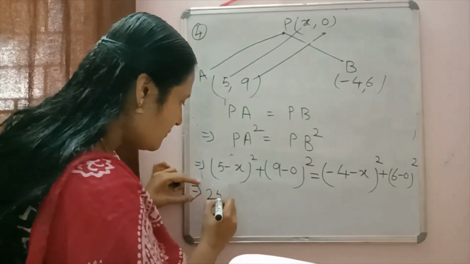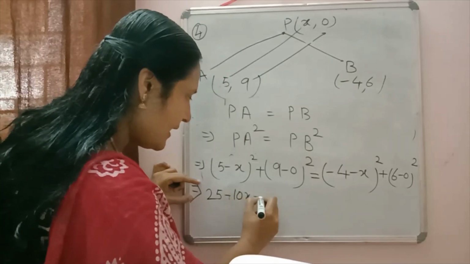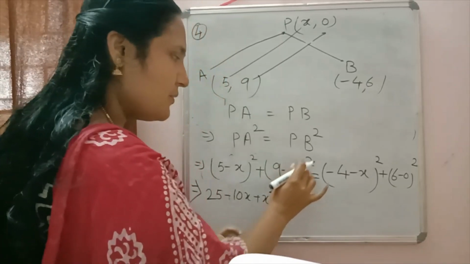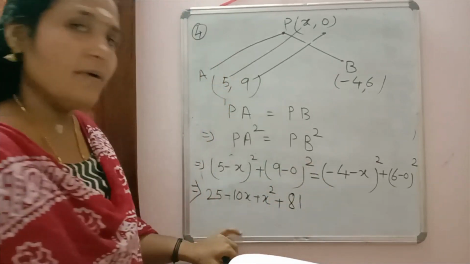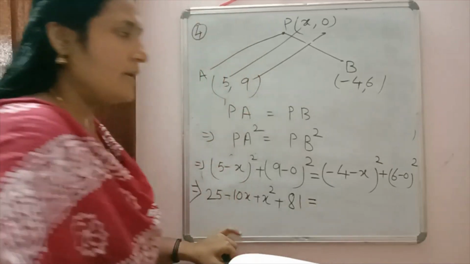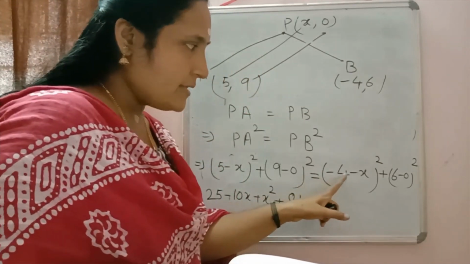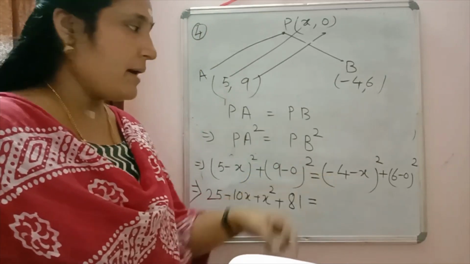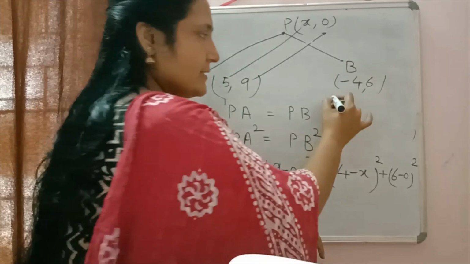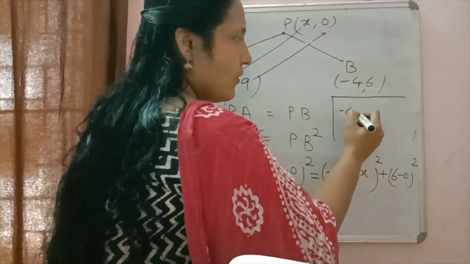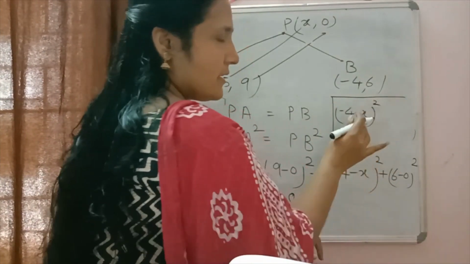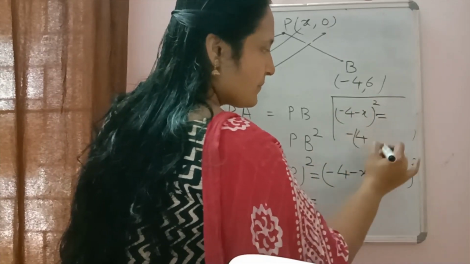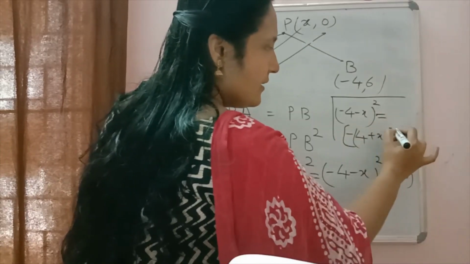So it will be equal to 25 - 10x + x² + (9 - 0)², and 9 squared is equal to 81. Now here, which identity should we use? (-4 - x)². Either (a + b)² or (a - b)². So for that, just to check here, (-4 - x)²: the negative sign is common, so taking it outside, it will be equal to (4 + x)².